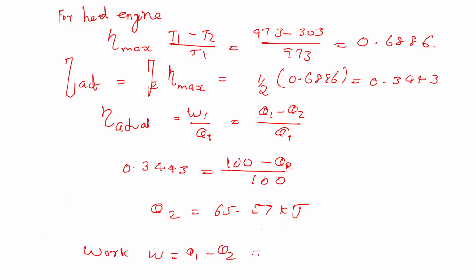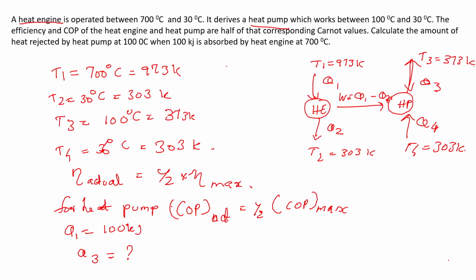Now work produced by the engine, work W you can write as Q1 minus Q2. Q2 is already found, so it will be 100 minus 65.57, that will be 34.43 kilojoule. So what you have to do, you have to listen to the question carefully and draw the diagram perfectly. Then from there you can easily calculate the value. You have to know the efficiency equation and work done equation to solve this problem. Okay, so first go through the problem and try to solve it.